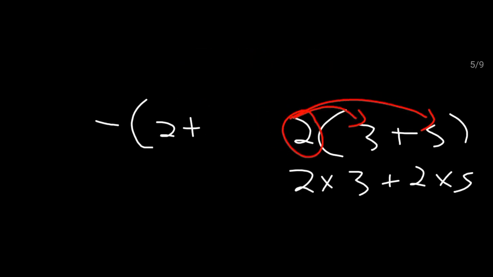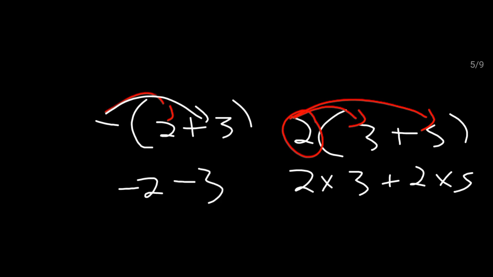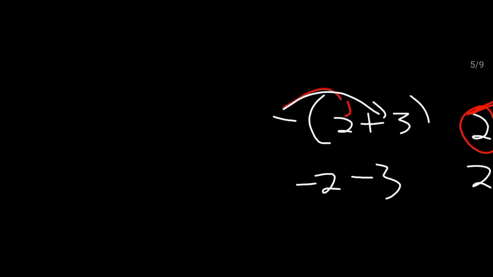Same applies to the other sign. Negative 2 plus 3. You distribute the sign. What is negative times 2? Negative 2. What is negative times positive 3? Negative 3. Again, remember the sign: as long as you multiply, the two signs that are the same will give positive.